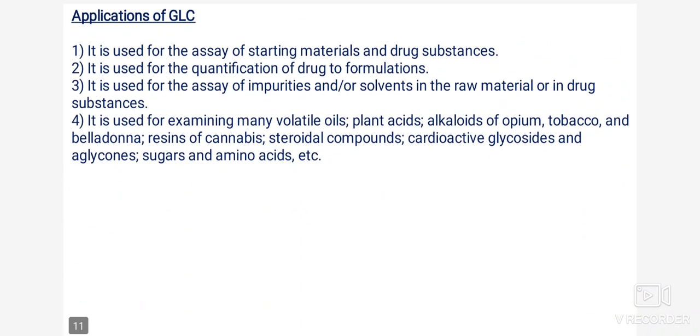So, applications of gas liquid chromatography: it is used for the assay of starting materials and drug substances. It is used for the quantification of drugs in formulations. It is used for the assay of impurities and/or solvents in the raw materials or in the drug substances. It is used for examining many volatile oils, plant acids, alkaloids of opium, tobacco and belladonna, residues of cannabis, steroidal compounds, cardioactive glycosides, aglycone sugars and amino acids. These are the applications of gas liquid chromatography.